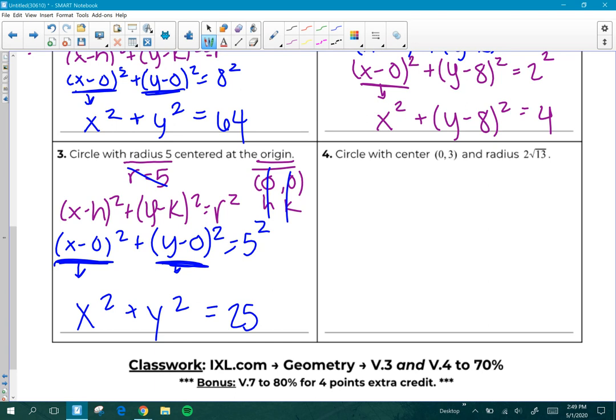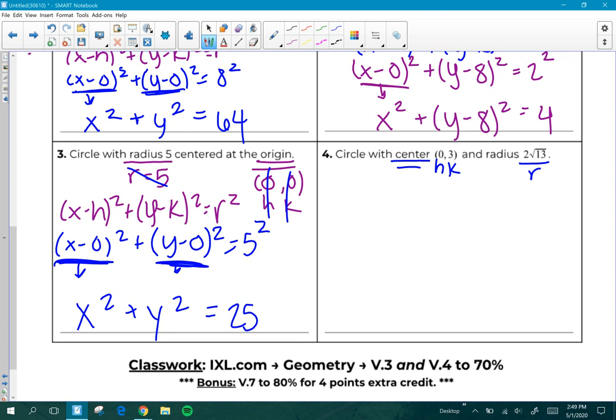And then one last example together. So they tell us it's the circle with center 0, 3. So I know 0 is h, 3 is k, and radius 2 square root 13. So don't be scared by the square root. It's nothing crazy. It actually works out pretty nice.